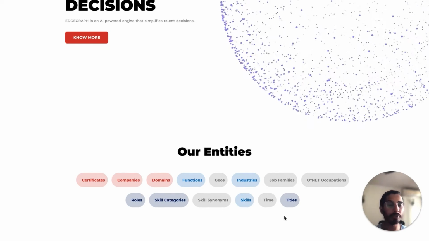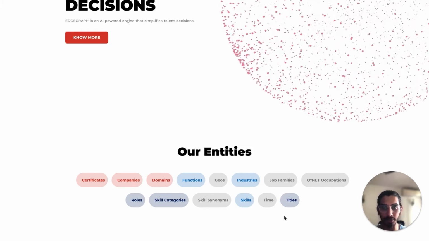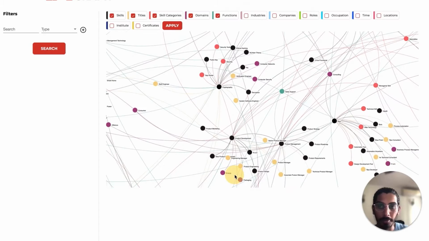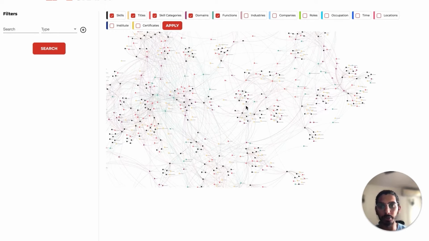Now let's jump into a few specific examples of the knowledge graph where you can see its power and experience it. You see it's a huge graph. Right now we're showing very limited information to you. The entities you do see right now are mostly skills in black, titles in yellow, skill categories in pink, domains in purple, and functions maybe in green. And we do have multiple other entities which you will not be able to see right now, but if you want, you can have a look at that information.